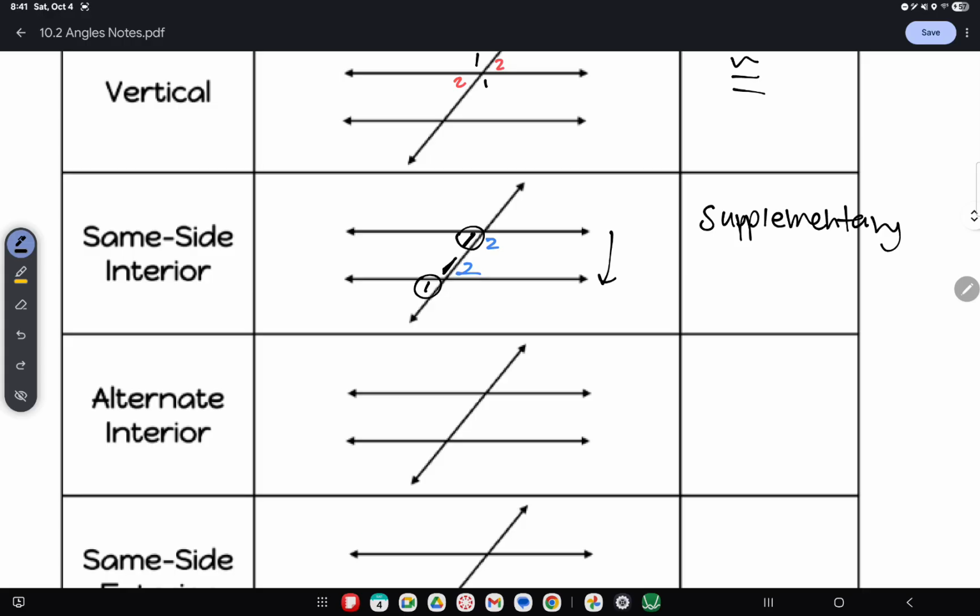Alternate interior means they're on the opposite side of the transversal, and interior still means on the inside of the parallel lines. So if this is my angle, the alternate interior angle is going to be this one. And if this is my angle, the alternate interior would be down here. And now, again, if I think of shifting the line on top of the other, this angle now becomes here. So now the relationship between them is that they're vertical, and vertical angles are congruent. So alternate interior angles are also congruent.